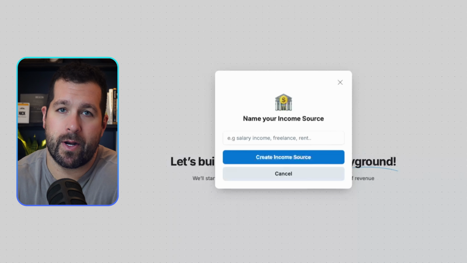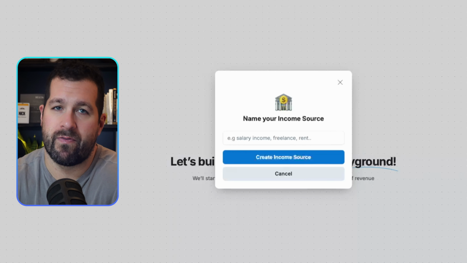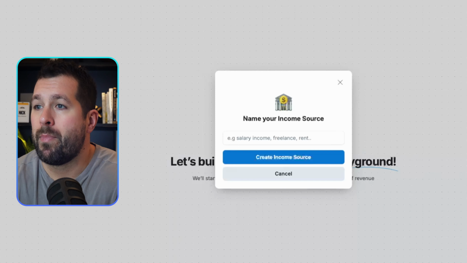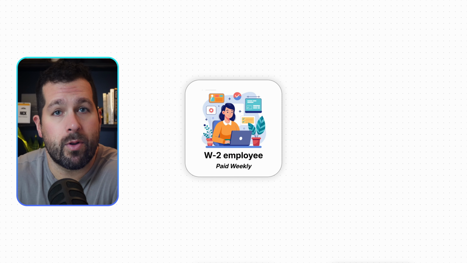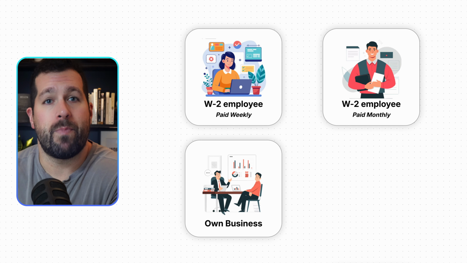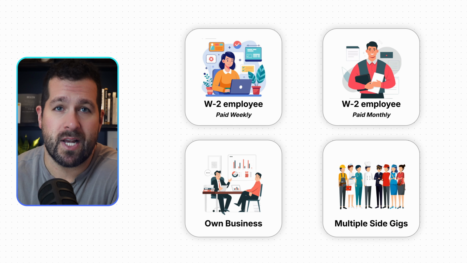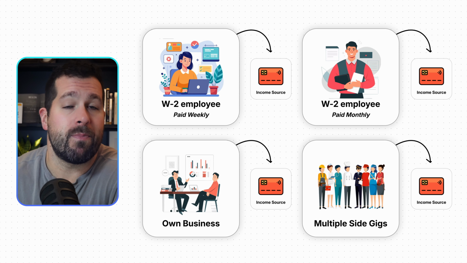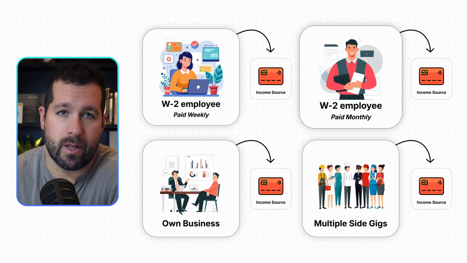Now, we're in the playground right now, which is just a sandbox. Nothing's actually being made. This is just to show you all the functionality and how this all works. But an income source is meant to be the account that your income goes to. So whether you're a W-2 employee getting a biweekly paycheck, or maybe you're paid monthly, or maybe you have your own business, or you're doing multiple side gigs, whatever it may be, you can create as many income sources as you want. Typically, if you're a W-2 income employee, you'll only have one account.